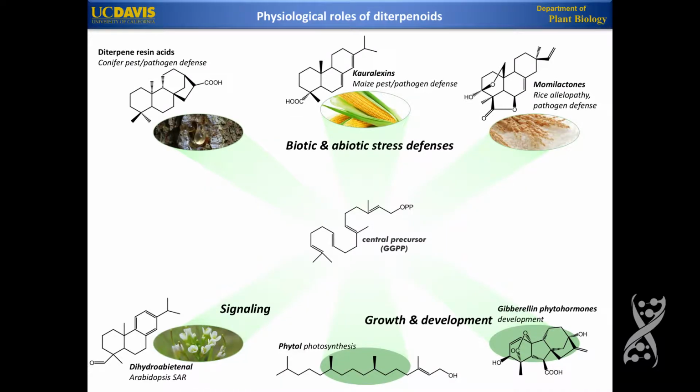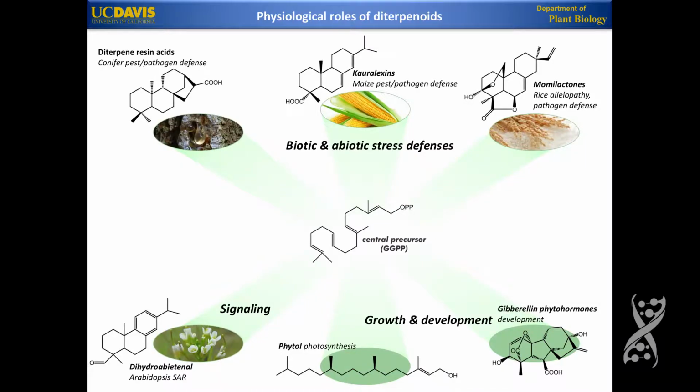So why diterpenes? Our interest in diterpenes stems from their versatile and very potent biological activity. Most of you will know gibberellin phytohormones and the phytol side chain in chlorophyll. These are actually derived from the diterpene pathway and have obviously critical functions in plant development. But the much larger fraction of the diterpenes is involved in these types of biotic and abiotic stress responses, often very species-specific. We have several well-established examples, for example, in the coniferous tree.